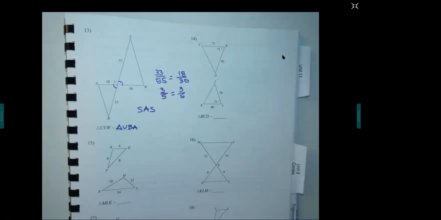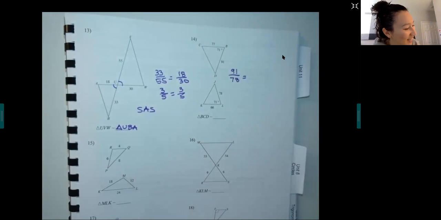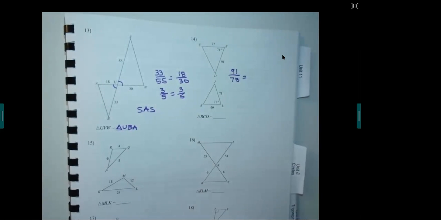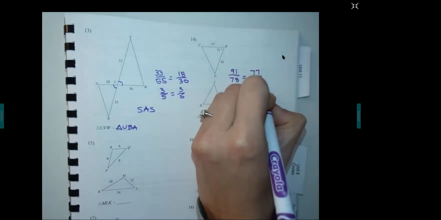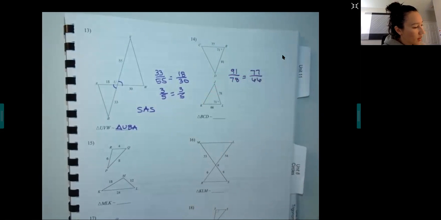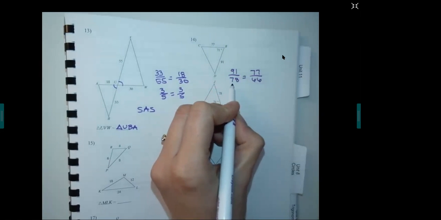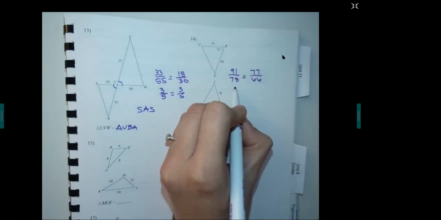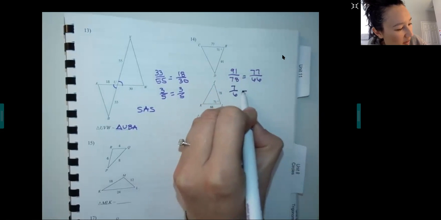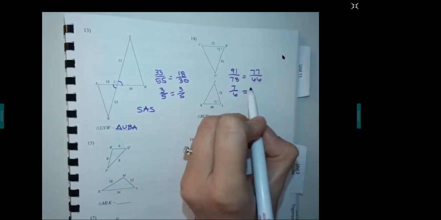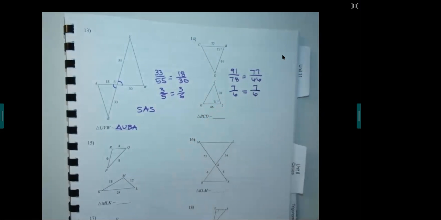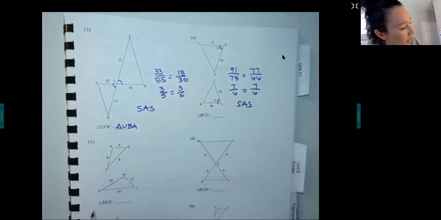For 14, I got 91/78, or 78/91, however you want to put it. Either way, that's good. And then I got 77/66. The first one I divided by 13 to get 7/6. And the second one I divided by 11 to get 7/6. Since they share the same angle, it's similar by side-angle-side. Again, very good. Well done.